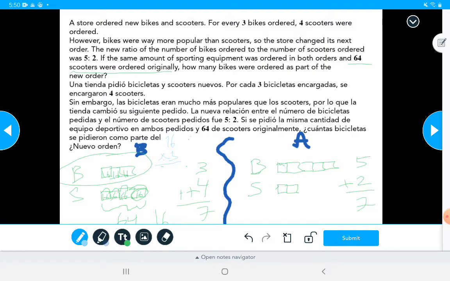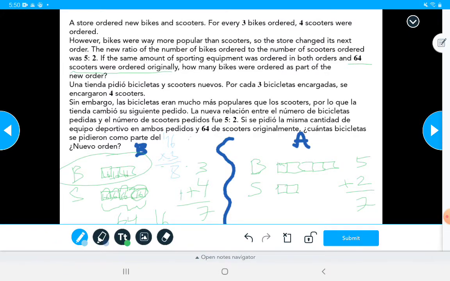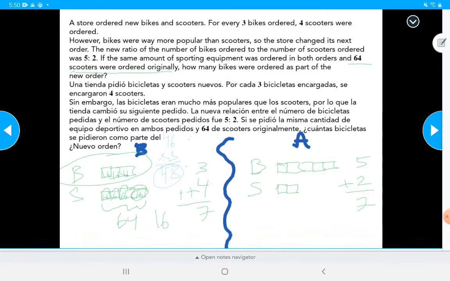So 6 times 3 is 18. 3 times 1 is 3, plus that is 4. So our answer would be 48 bikes were ordered. Now it's really important that we are mentioning 48 bikes were ordered.